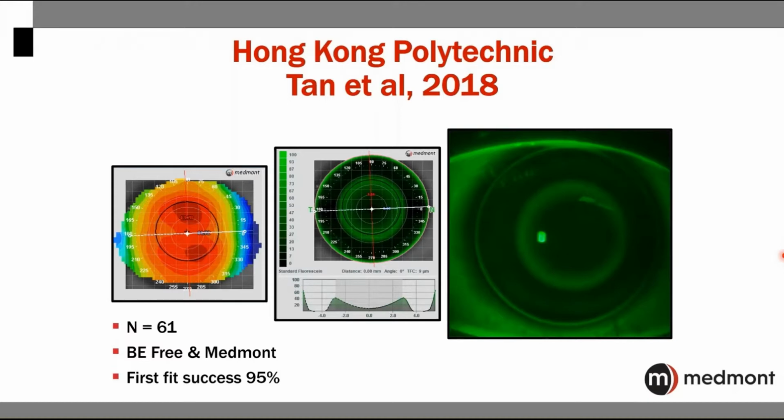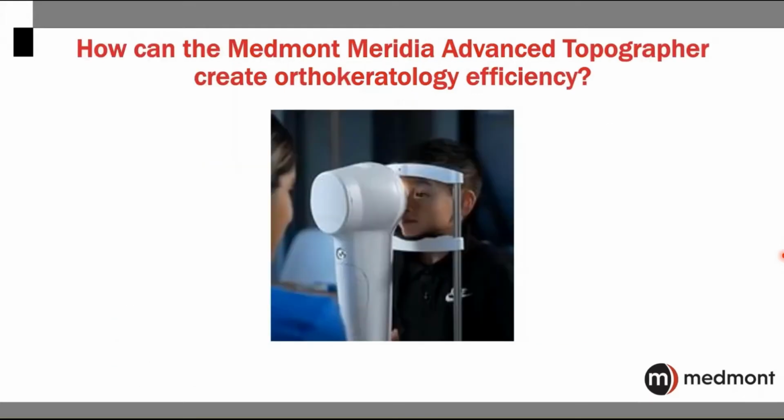Now, this is a specialty lens. This is an orthokeratology lens, a reverse geometry lens, a very complex construction, and a lens worn in the closed eye environment, and it needs to work in a place where we can't even evaluate it. So the baseline topography becomes very important, and clearly the Medmont is accurate for understanding eye shape to be able to achieve such a high first fit success.